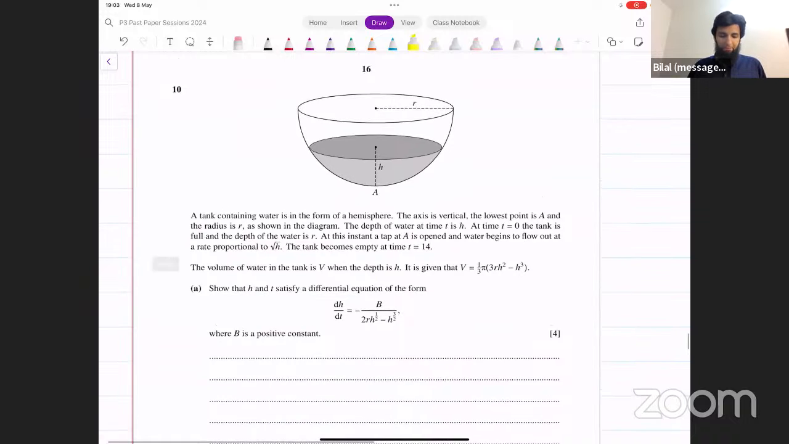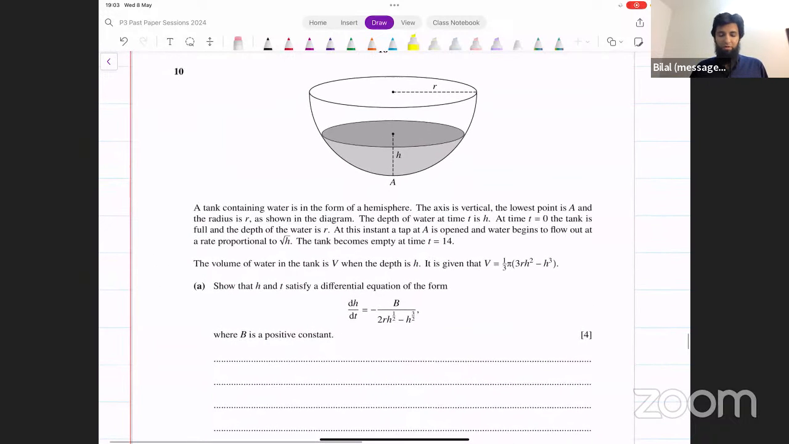Now, a tank containing water is in the form of a hemisphere. The axis is vertical. The lowest point is A. This is vertical, the axis of the hemisphere. The lowest point is A and the radius is R. The depth of water at time t is h. Depth means height of water, right? Or the depth of water, that is h. At time t equals 0, the tank is full and the depth of the water is r.